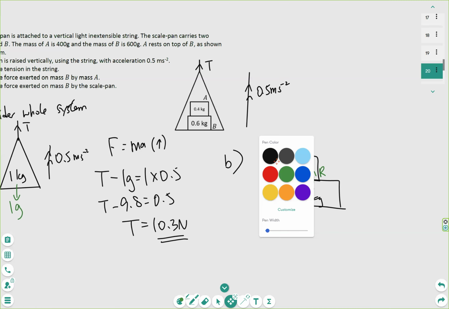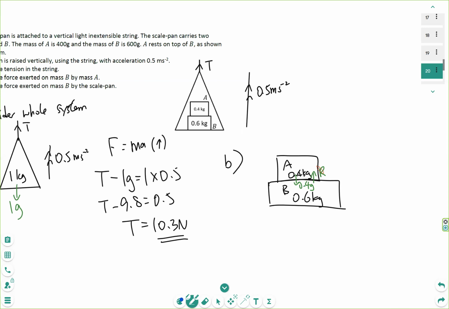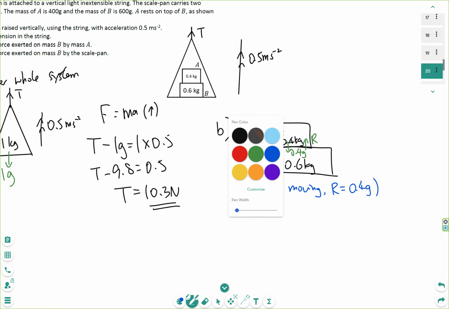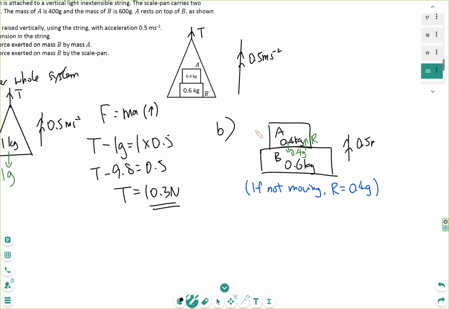Now, if it's not moving, R would equal 0.4g. But since it's moving, we have to take that into account. We know it's moving up by 0.5 meters per second squared, so we do F equals ma upwards. We've got R take away 0.4g equals the mass of A, 0.4, times 0.5, because we're looking into A.